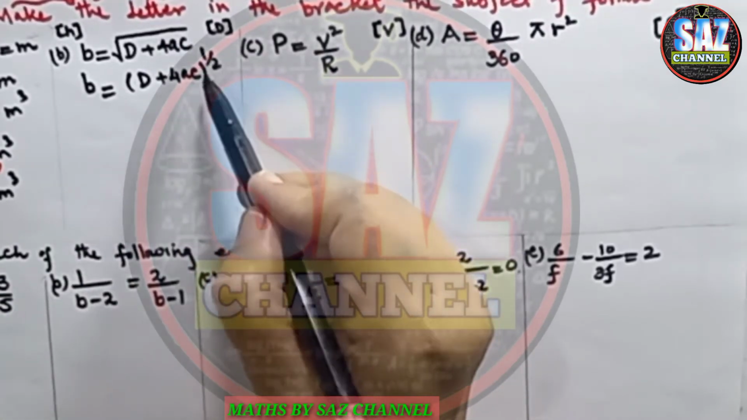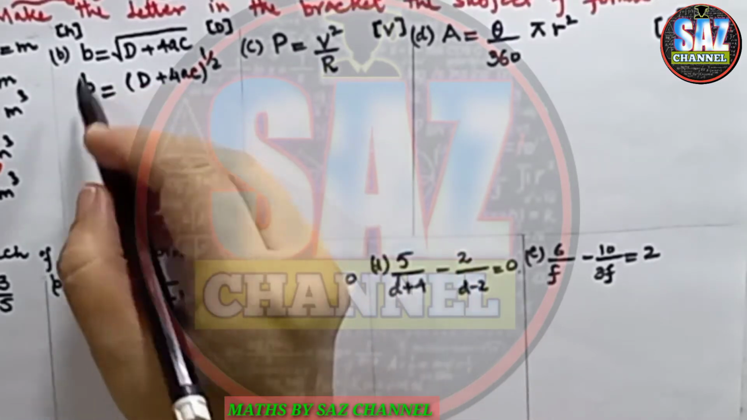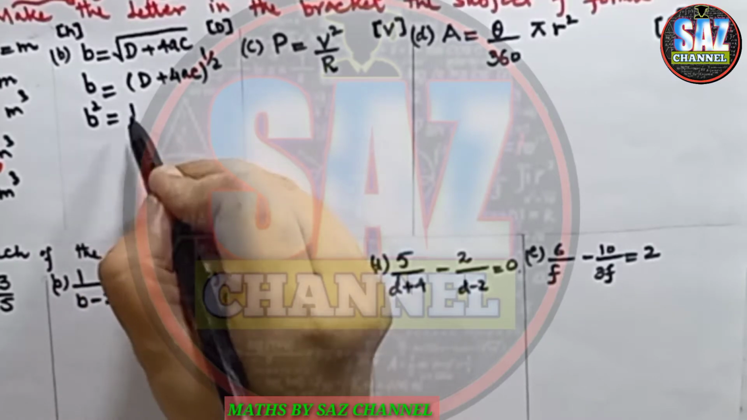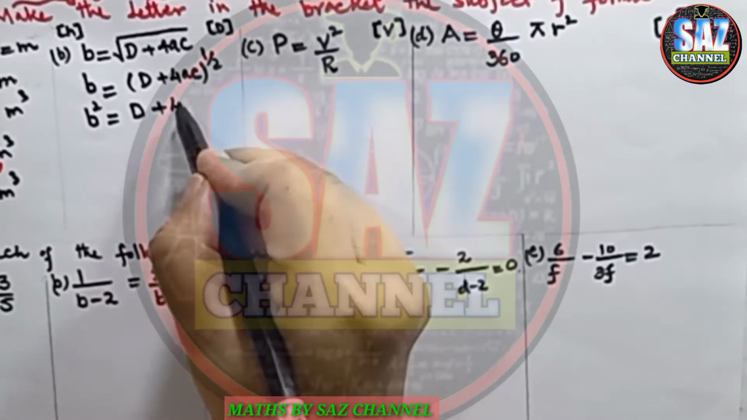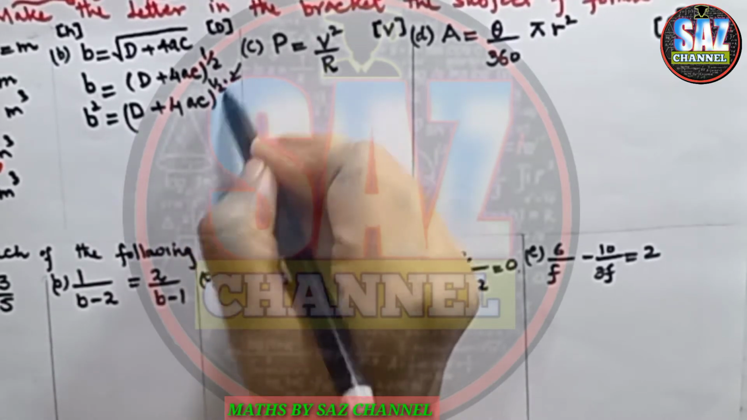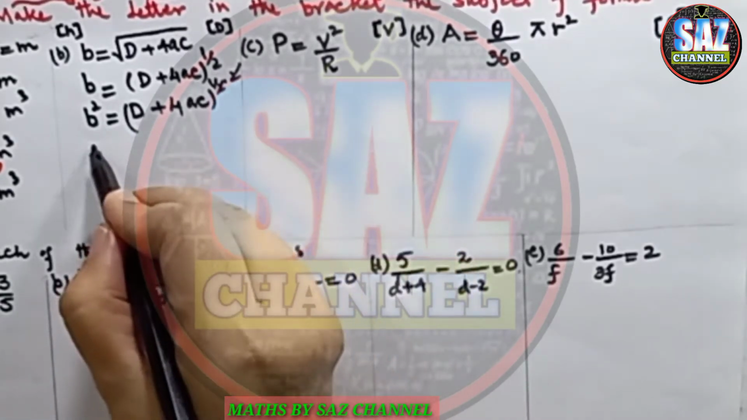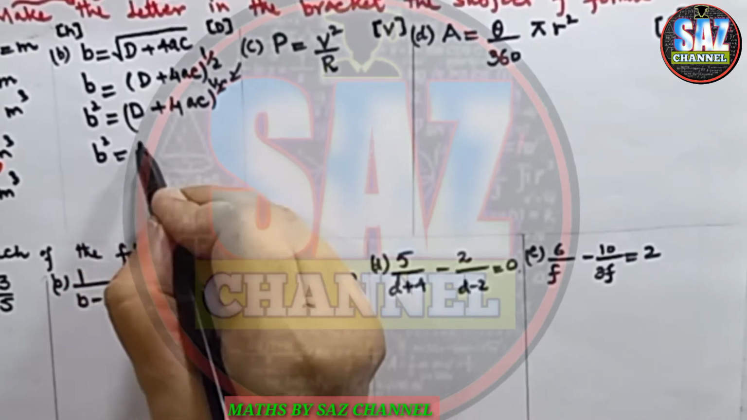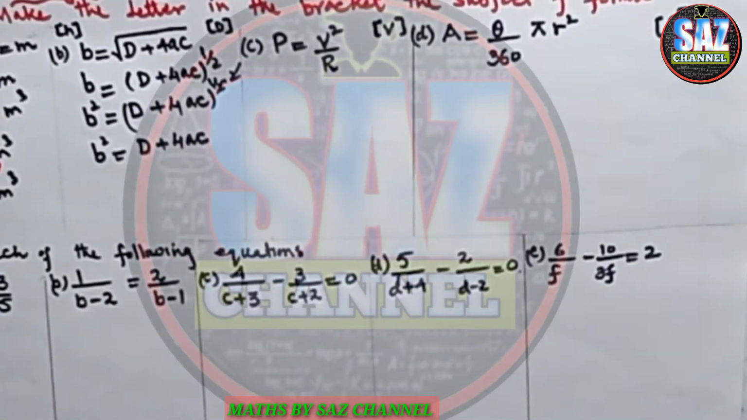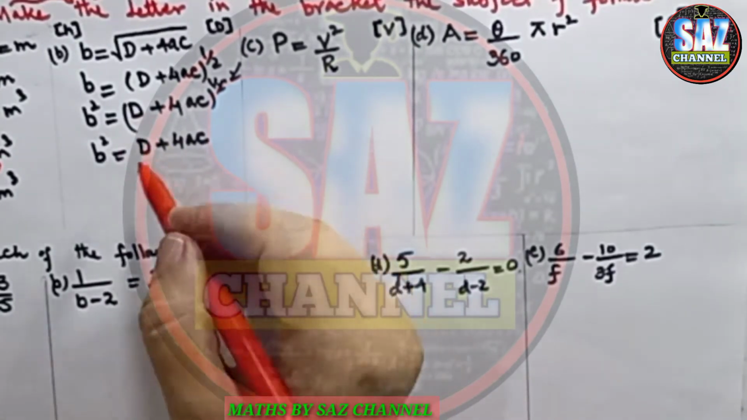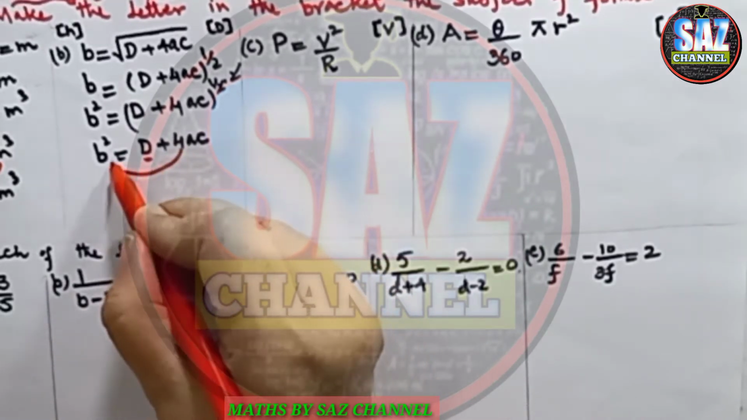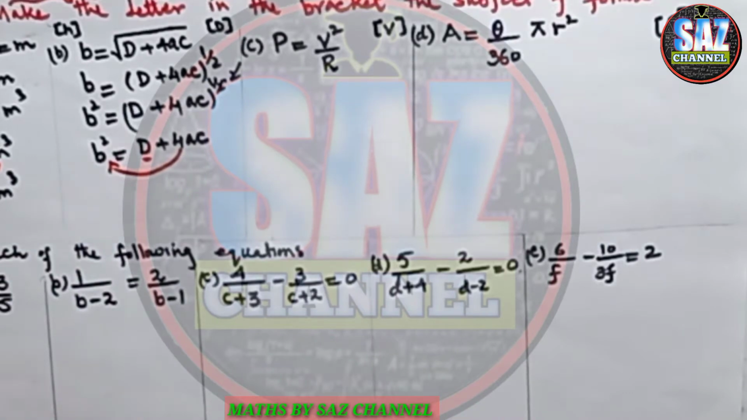Now, in order to remove this square root sign, I have to take square on both sides, and when I take square on both sides, my equation will take the form d plus 4ac raised to power 1 by 2, whole squared. Now this 2 will be going with this 2, and I will have b square equals to d plus 4ac. Now I have to make d the subject of formula, so d has to be alone on this side. So I have to shift this 4ac term to other side by changing the sign.